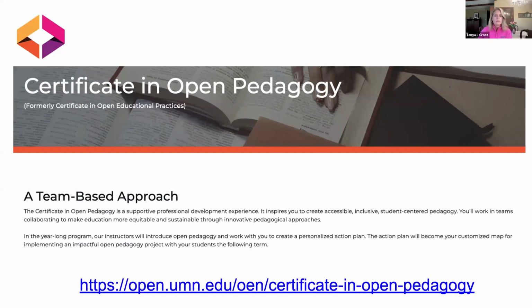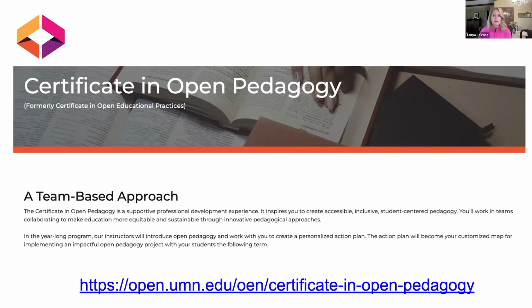The next resource is our certificate program. Our certificate in open pedagogy takes faculty and librarian or instructional design teams, and it provides a facilitated online course about open pedagogy. Then it has the faculty members transform their curriculum through the power of open pedagogy. The first three offerings have produced some truly wonderful projects that were more student-centric, inclusive, and innovative.